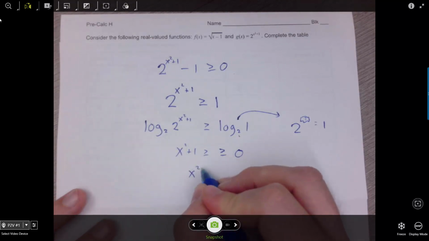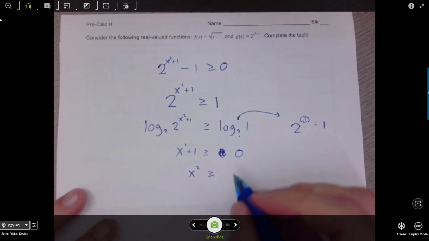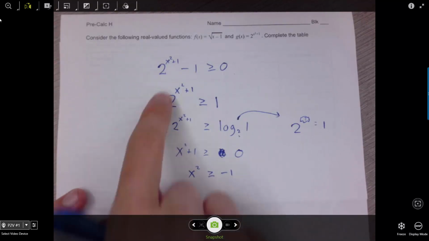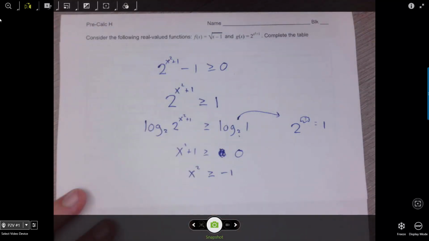So here I'm thinking, okay, x squared has to be larger than or equal to negative 1, but that's always true. So what that means is it's never possible for what's underneath the root to be negative. So what that means is we're never restricting our domain.